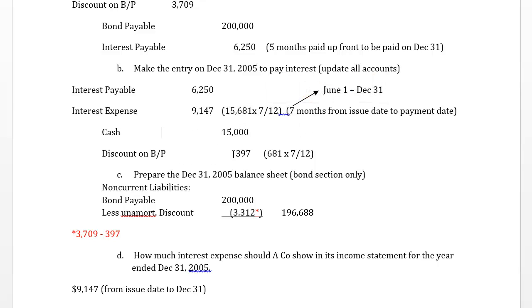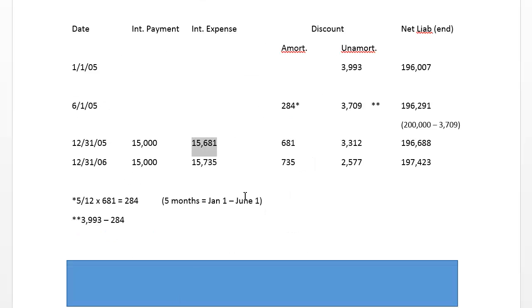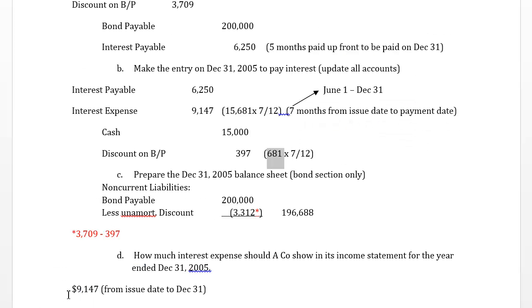So the discount on the bond payable you could plug, but you can also calculate it. Because you know the discount for the full year, again, we did it here. It was $681, but you only want that now for the 7 months that they were in the game, okay? And that 7 months of that $681 is $397. So that's your journal entry.